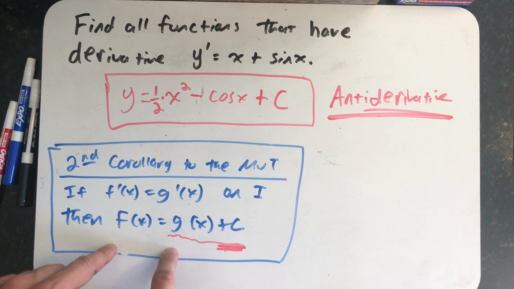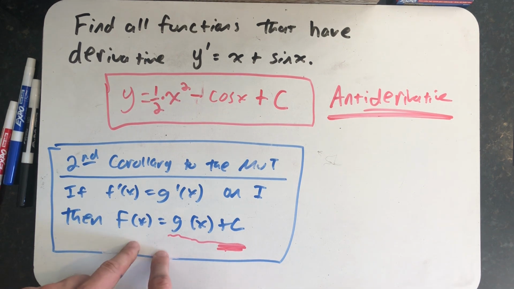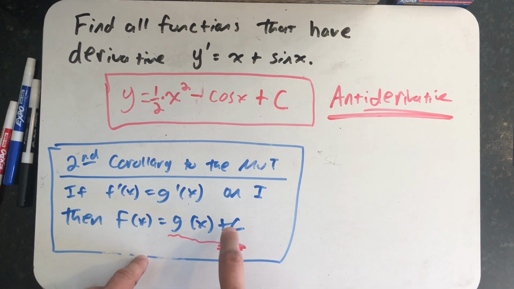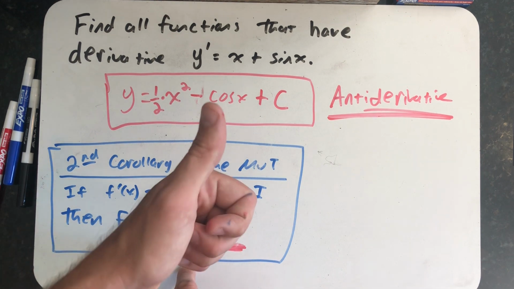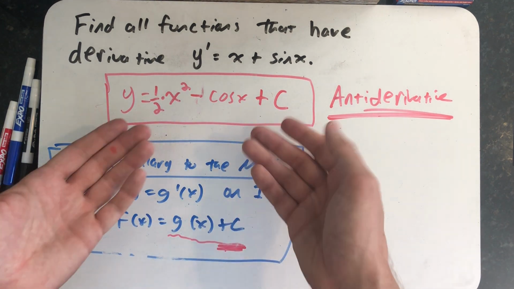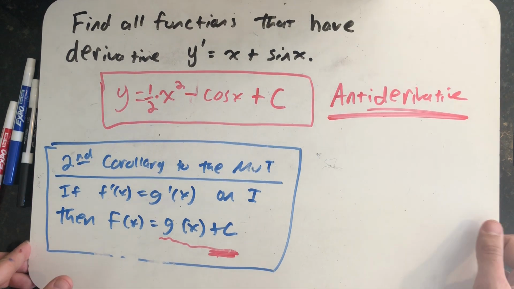But the second corollary to the mean value theorem is going to come into play on almost every one of these problems because of that plus c. If I can find one function with that as its derivative, now by adding that plus c, I've found all of them.